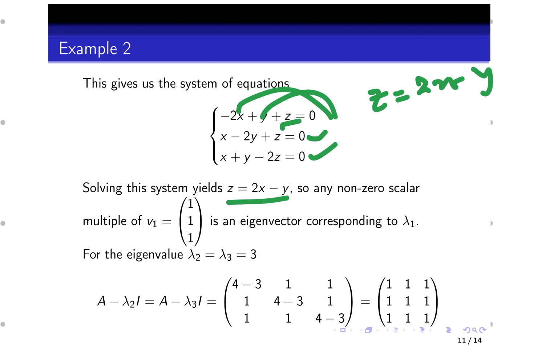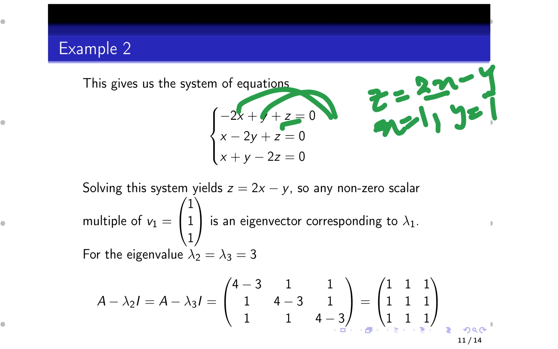Now you discover that any other one you choose, say you also choose x or y, anyone you choose, you always get the same value, 1, 1, 1, if you pick 1 for both. Let me just do this. What we're doing here is we say x is equal to 1 and y is equal to 1. So if x is 1 and y is 1, that's 2 minus 1. So z is also 1, and that's why we have the eigenvector.